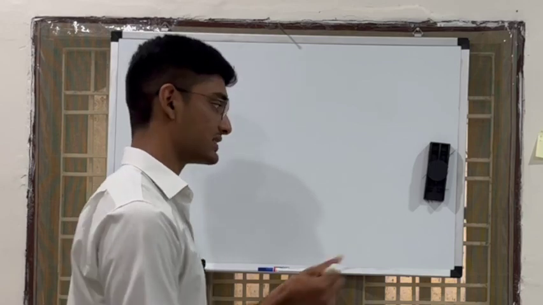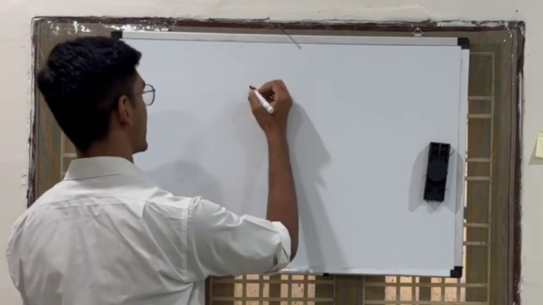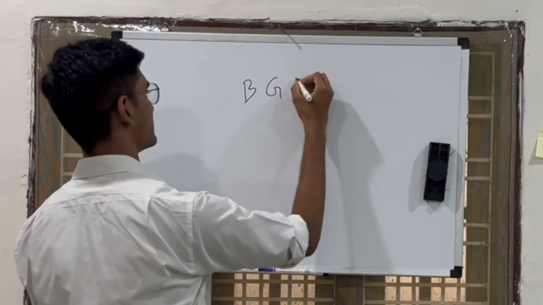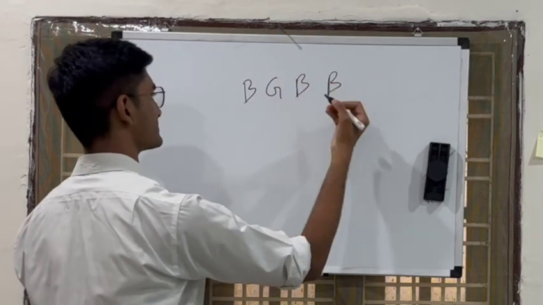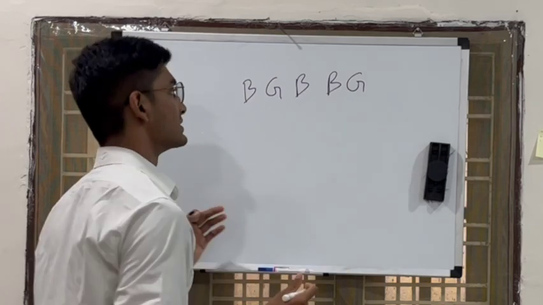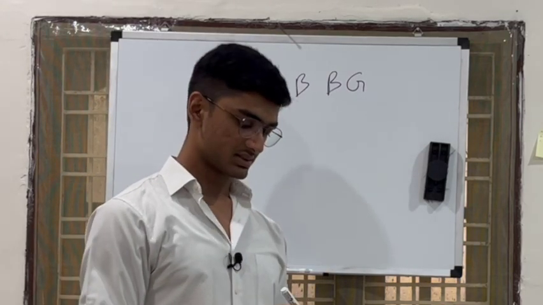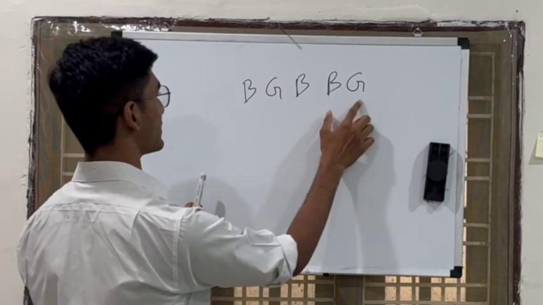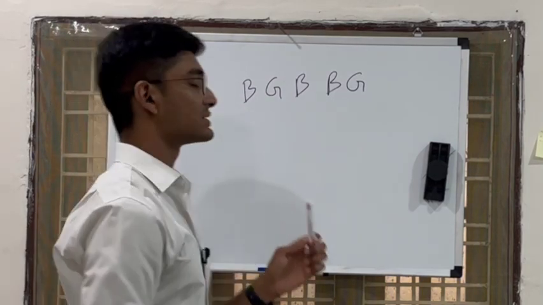I think most of you understood this, but the question they gave is: take, for example, an array: boy, girl, boy, and boy. And we'll take another girl. In this case, this is the queue. This is the beginning of the queue and this is the ending of the queue. You'll be given this queue.